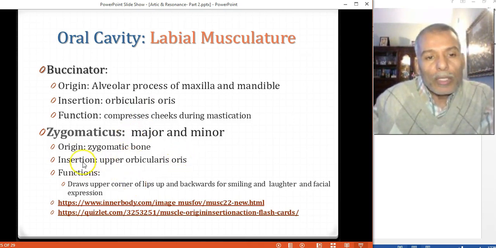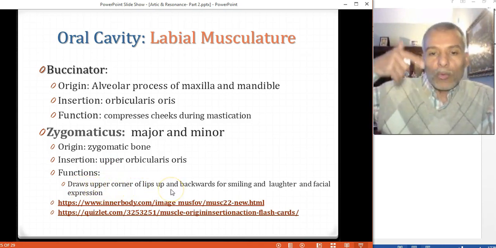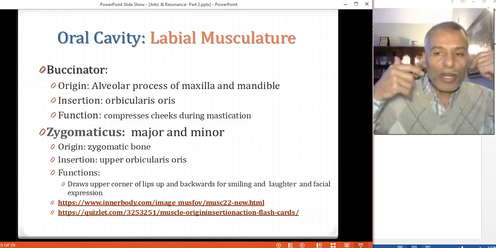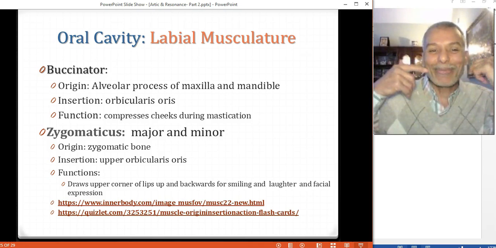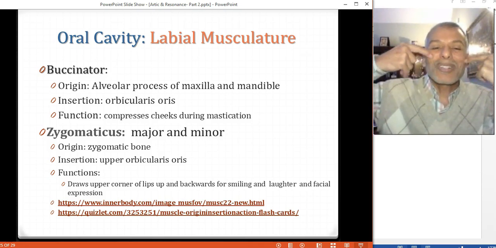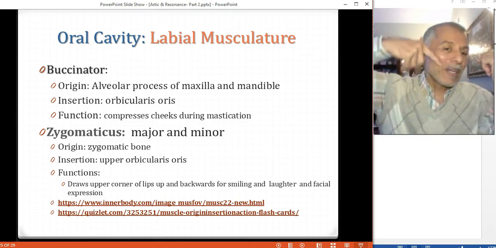So the functions of these muscles is to draw the upper corner of the lips up and backwards, for smiling and for laughter and for facial expressions. So, smiling like this, you are going to lift up the corners here of the lips a little bit up and slightly.